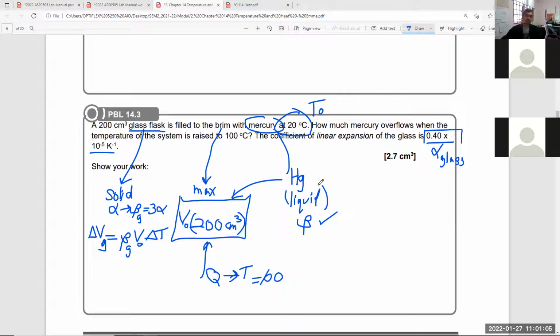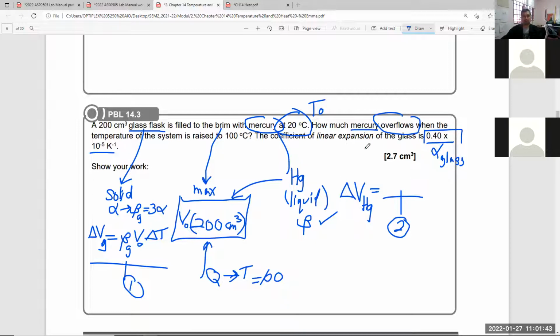Then you can do the same. What is the expansion for your mercury? This is the principle: what happens if you heat up? There will be expansion for the mercury. You do it yourself similarly, so you will have 2 answers. The first part is for the glass, the second part is for your mercury. You will see that there will be an overflow of mercury.